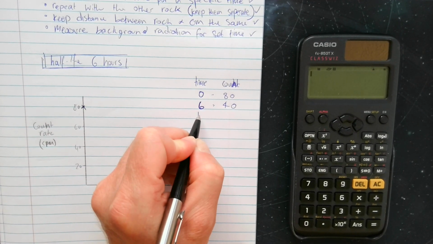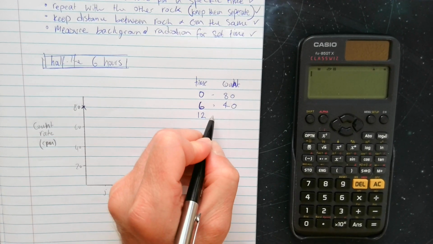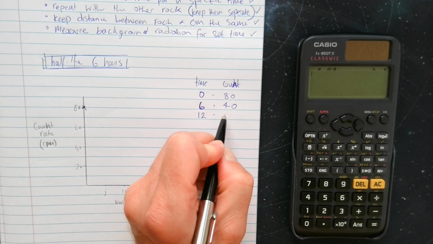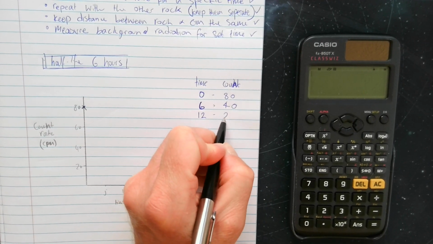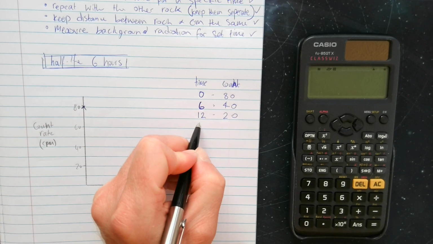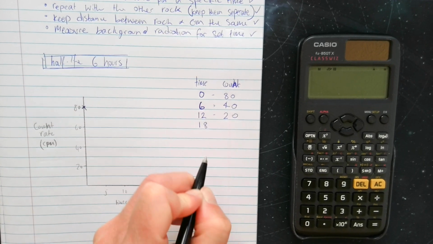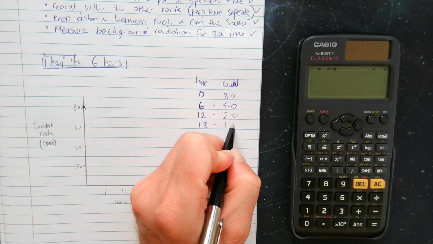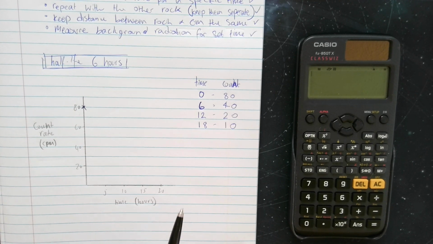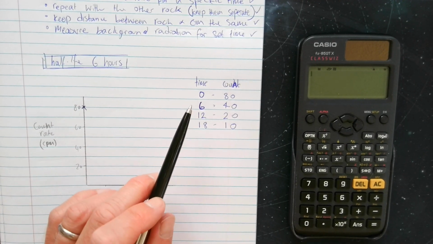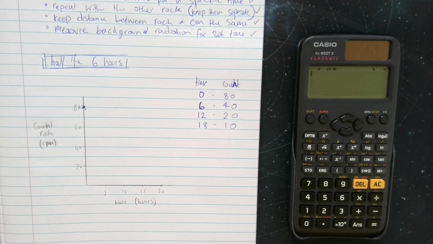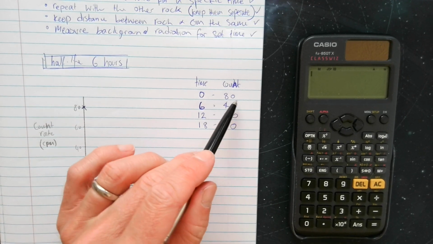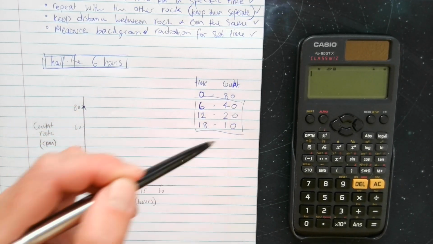Okay, another 6 hours later, so 12 hours from the original, it's going to halve again. It's not going to drop by 40 again, it's going to halve. And then one more, 18 hours later, and it's going to drop by half again, down to 10. So the key is you need to plot those points as accurately as possible onto the graph. Plot all those 3 points correctly and you're going to get all 3 marks.